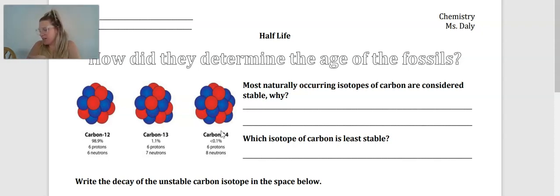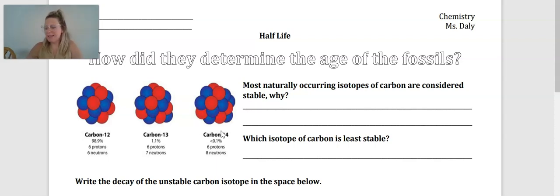All right, so taking a look here, I have 3 different nuclei of carbon: carbon-12, carbon-13, and carbon-14. Below them, you can see the number of protons and neutrons in each of these, and you can see at what percentage, of the 100% of carbon on this Earth, we can find these different amounts, carbon-12 being the most prominent. So most of our naturally occurring isotopes of carbon are considered stable.